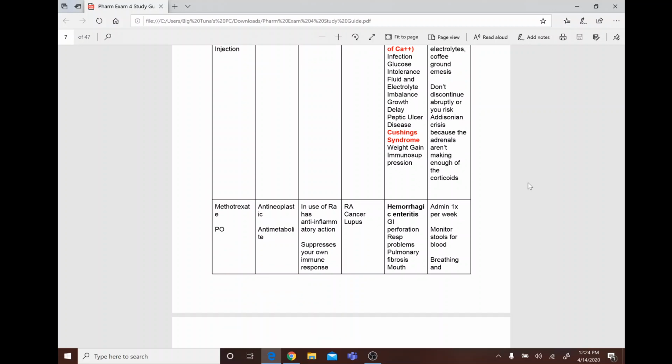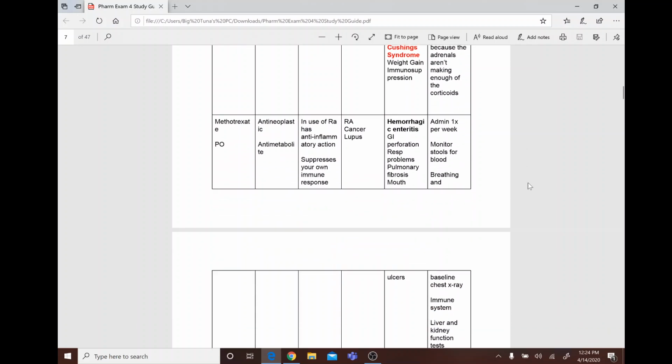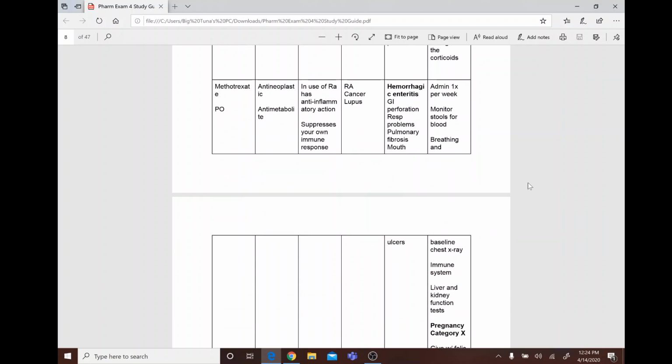Therapeutic class of methotrexate is anti-neoplastic. Pharmacologic class is anti-metabolite. With methotrexate for RA, it has an anti-inflammatory action and it suppresses your own immune response. Methotrexate is used for RA, cancer, and lupus, and methotrexate potentially causes hepatotoxicity, hemorrhagic enteritis, GI perforation, respiratory problems, pulmonary fibrosis, and mouth ulcers. With methotrexate, you give it once a week.